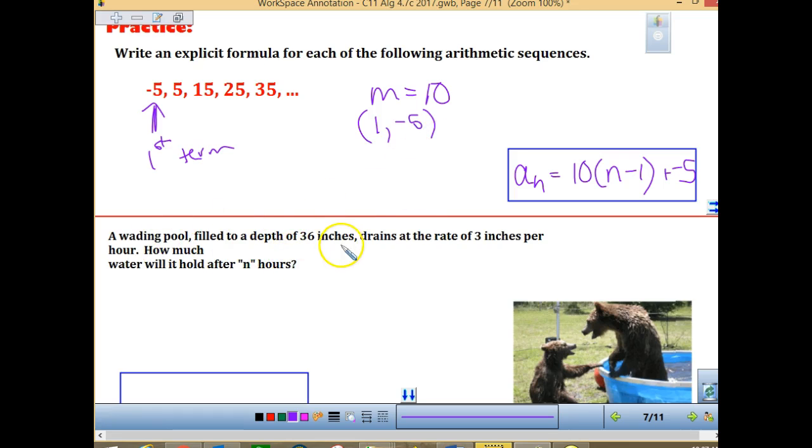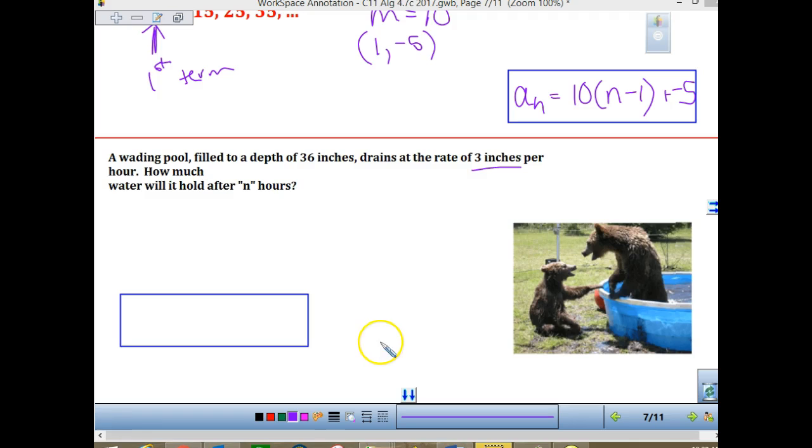So a wading pool filled to the depth of 36 inches and drains out at a rate of 3 inches per hour. How much water is going to be in our bear's wading tank? They're spilling the water out. Okay? Do we know the first term? Yeah. The first one is 36. Do we know our common difference or our slope?